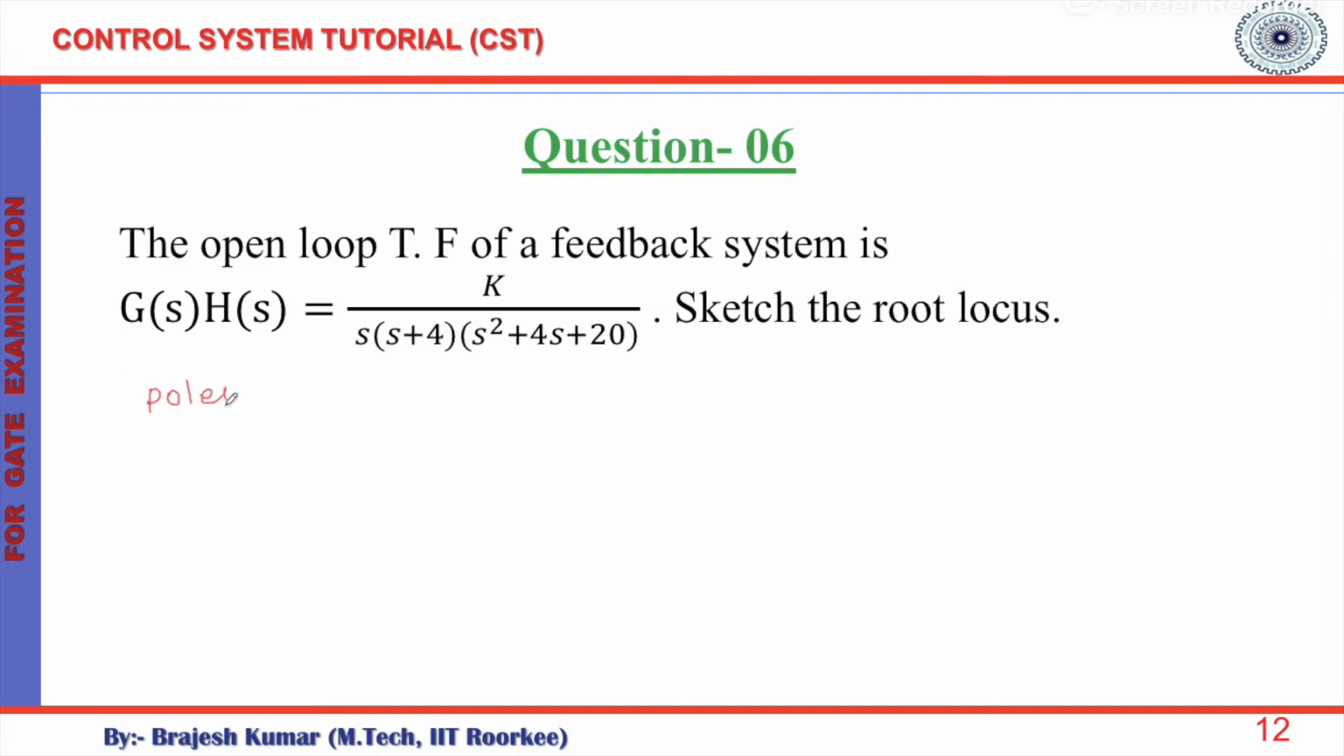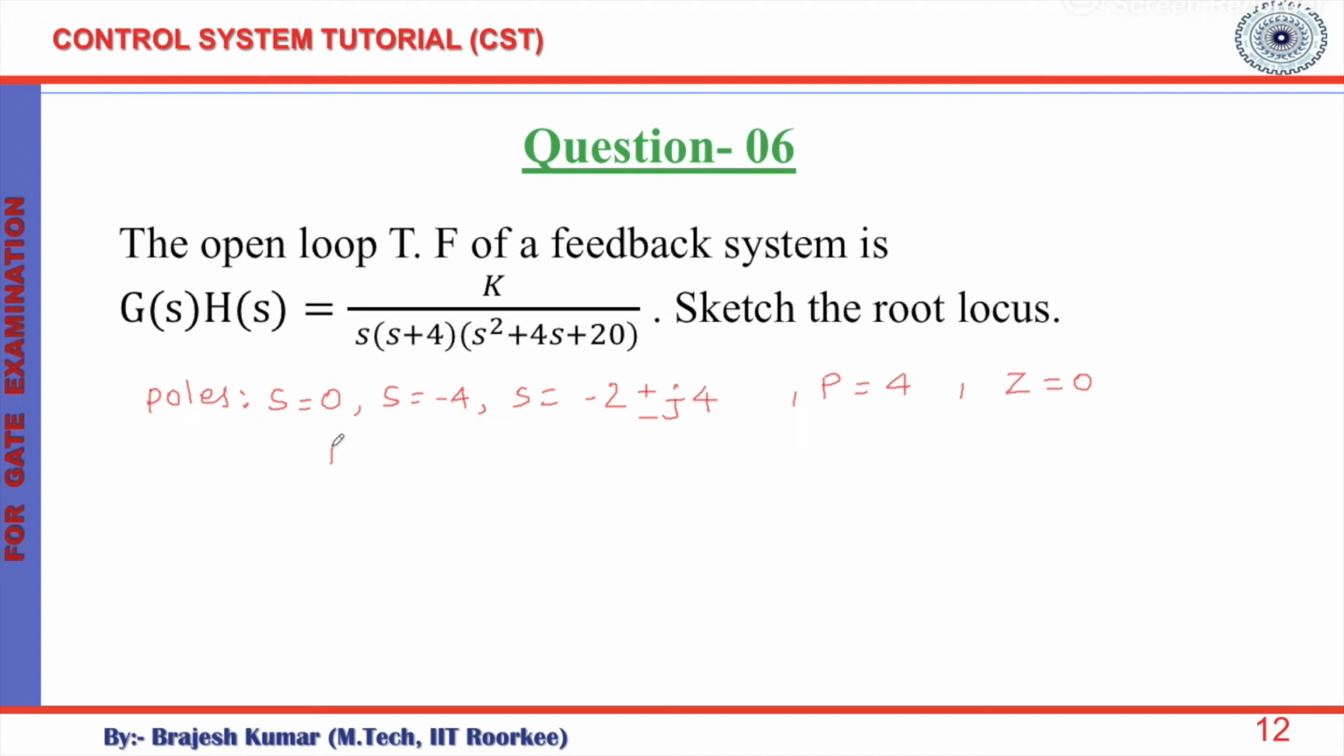For the given system, our first job is to find the poles. The poles will be given by putting the denominator equal to 0. So we will get s equal to 0, s equal to minus 4, and we are having two complex poles, s equal to minus 2 plus minus j4. So these are the poles. The number of poles is 4, so 2 here and 2 here. So the value of P will be equal to 4. Since there is no zero, the value of Z will be equal to 0.